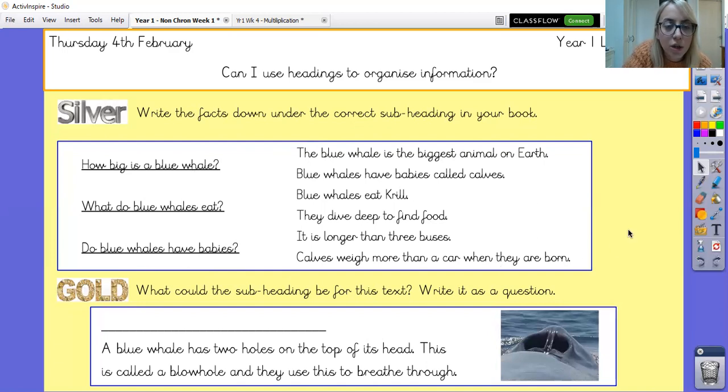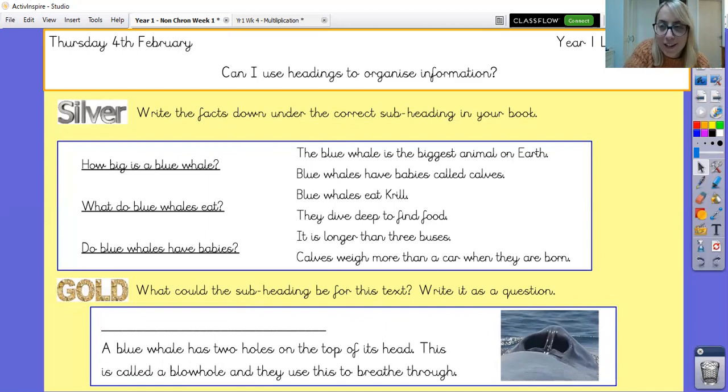For gold, you need to have a little read of the information, okay? And then you need to come up with your own subheading for this information. So the information is a blue whale has 2 holes on the top of its head. This is called a blowhole and they use this to breathe through. Ooh, okay, and there's a picture there to show us what the blowhole looks like. Okay, so a blue whale has 2 holes on the top of its head. This is called a blowhole, and they use this to breathe through.